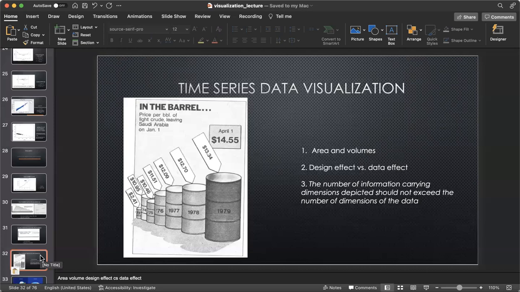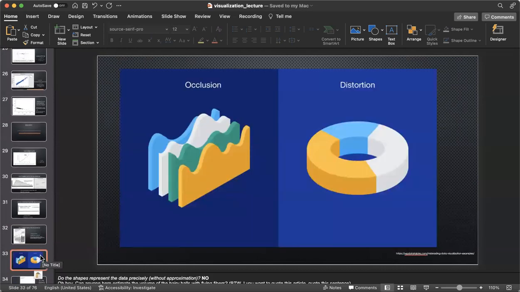The number of information carrying dimensions depicted should not exceed the number of dimensions of the data. So you're artificially introducing a second or third dimension in this data, when really it's just one-dimensional or two-dimensional data. You're introducing volume or area when there is no information related to that. This really goes into occlusion and distortion with modern data visualization techniques.